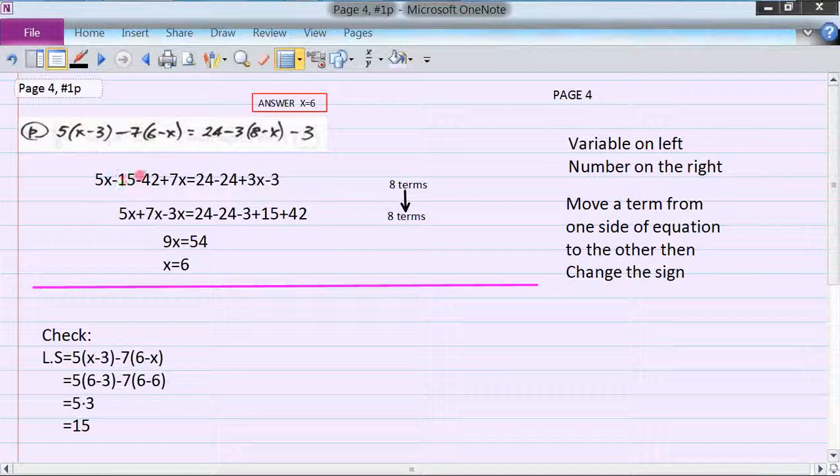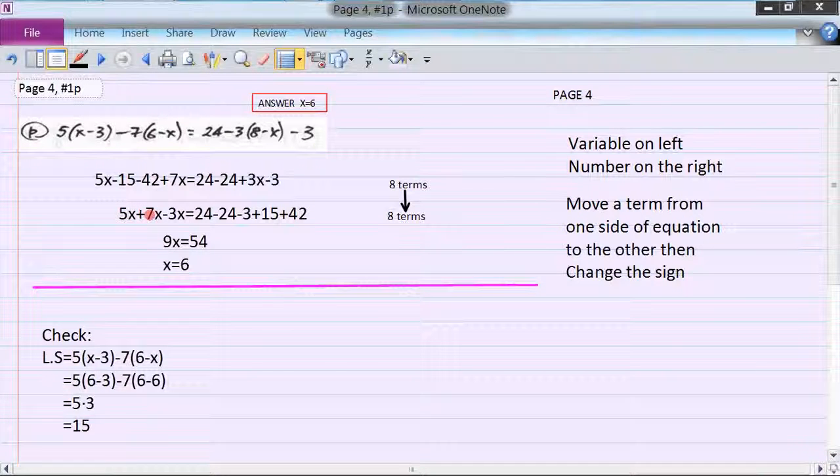Now, these numbers are on the wrong side. So initially I have 24 minus 24, that's this and this. And I've got minus 3 here, so that's this. I'm going to change the minus 15 from the left to the right and make it plus 15. And I'm going to change the minus 42 from the left to the right and make it plus 42. So I'm moving a term from one side of the equation to the other and then changing the sign.